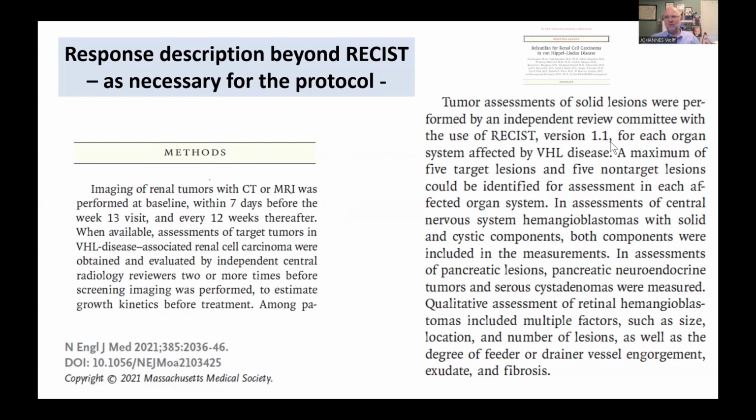RECIST version 1.1. What a lucky coincidence in a video about RECIST version 1.1. This is a great success for this method of describing responses. But you also see there is a whole paragraph of further definitions and explanations of how responses are defined. It isn't enough to just say I used version 1.1. You have to describe more, and the protocol has a lot more text than the paper has.